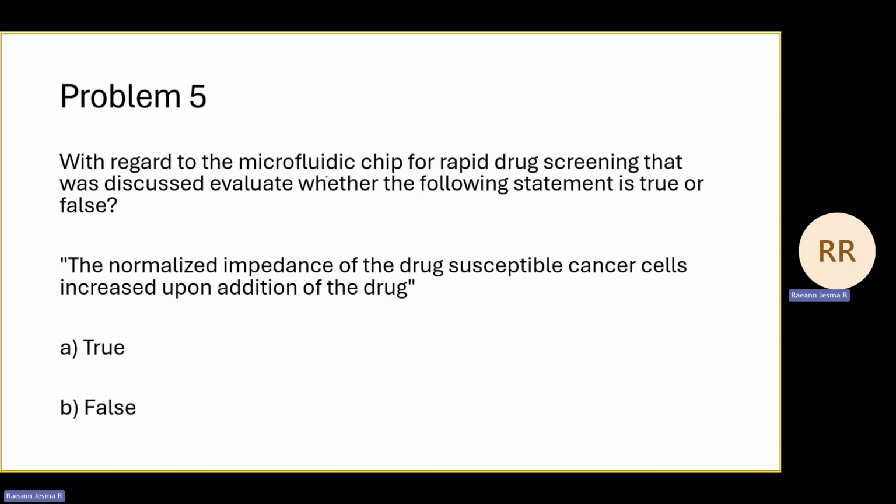With regards to the microfluidic chip for rapid drug screening that was discussed, evaluate whether the following statement is true or false. The normalized impedance of the drug susceptible cancer cells increased upon addition of the drug. Option A is true or option B is false. So, in the microfluidic chip for rapid drug screening, what we are testing is the normalized impedance of the cells.